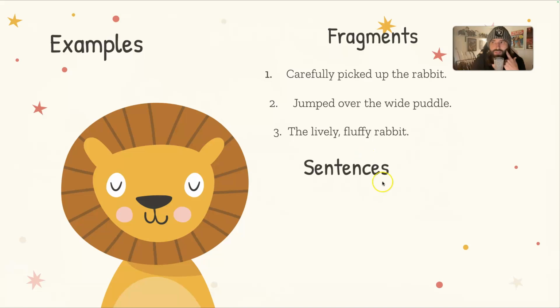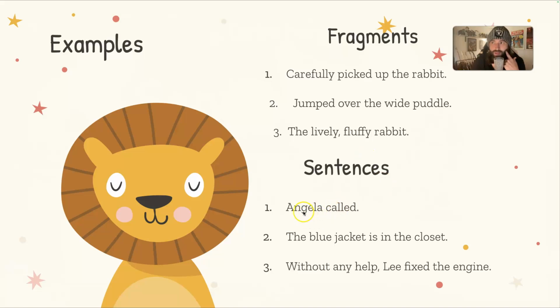And then you have these complete sentences, right? Angela called. It can literally be that simple. The blue jacket is in the closet. So what's in the closet? The jacket is in the closet. And then without any help, Lee fixed the engine. You don't actually need this part, without any help. This is just extra to give us some idea of what's going on here. Lee fixed the engine is all you really need here. You don't need to know that the jacket is blue here.